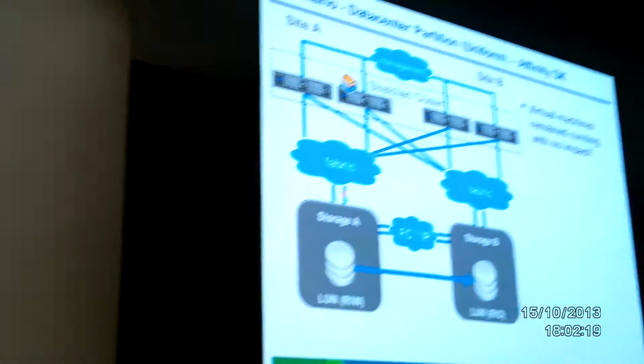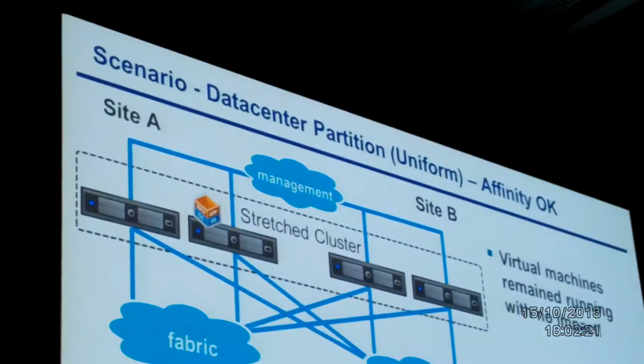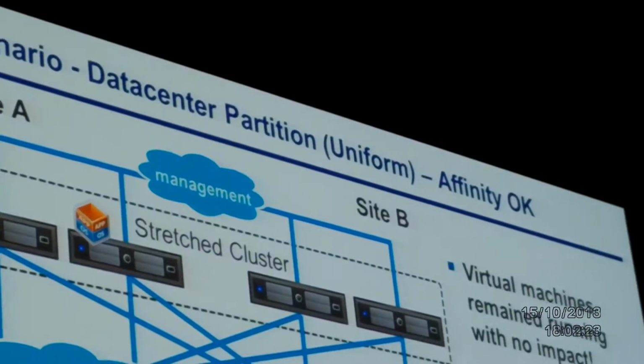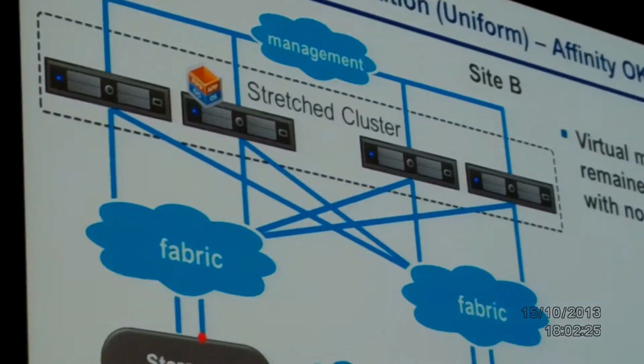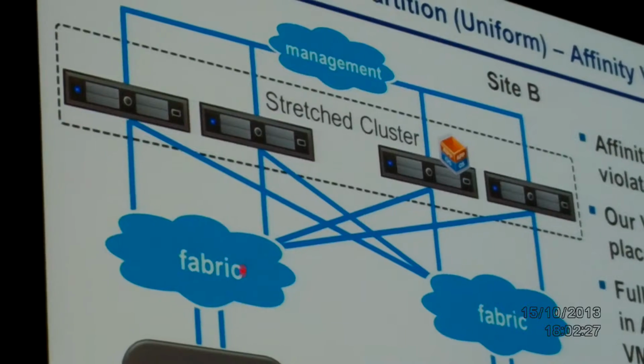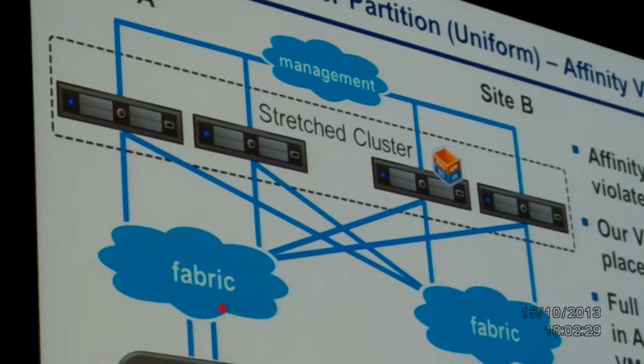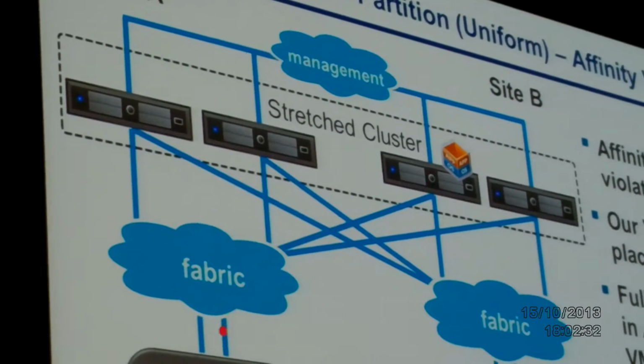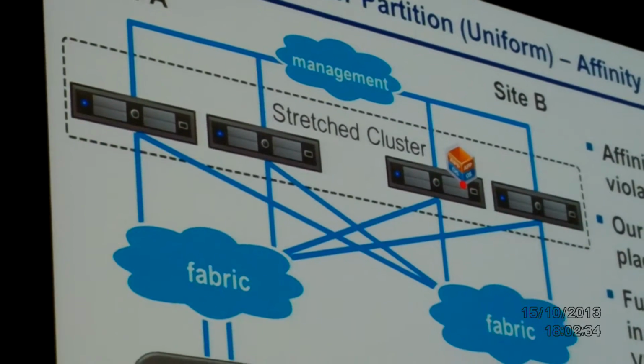So, data center partition, what happens if the whole site's partitioned? So not just the storage now, but the network as well. VM running at site A, we're now going to have the partition. Essentially, what's going to happen here is the VM is going to flip. Actually, I think I flipped too fast there.